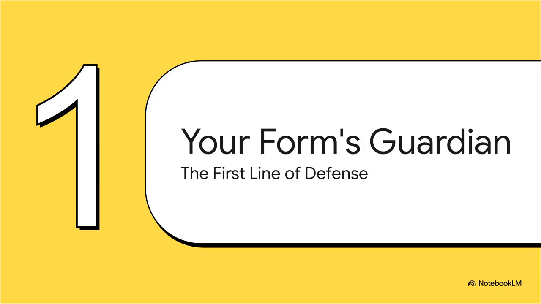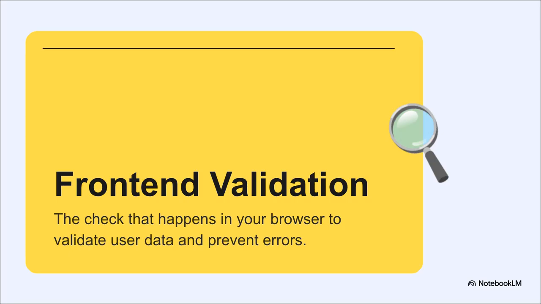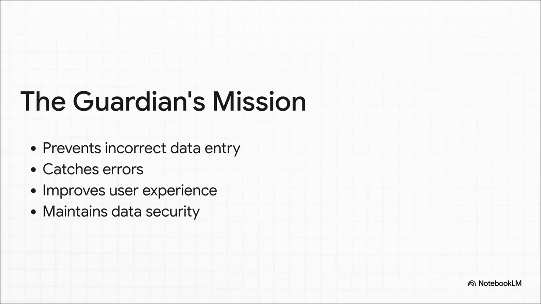That's because every single form has this sort of first line of defense working for you in the background. You can think of it like your form's personal guardian, and its whole job is to make sure everything goes off without a hitch. And it's got an official name, front-end validation. Basically, it's that split-second check that happens right there in your browser. Its mission is to catch any little mistakes on the spot, before your info gets sent off to who knows where.